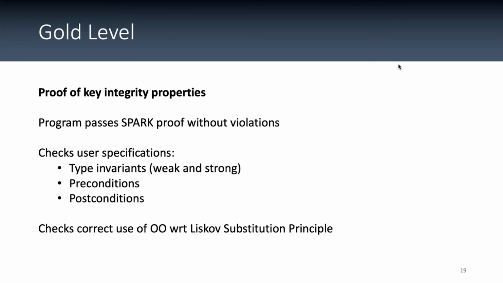The next level up is called the gold level. It's where people can specify key integrity properties of the software. So it uses the same proof technology, and here the user can specify properties on types, so using type invariance, or on controls, so on functions and procedures using preconditions and postconditions, as I showed before.